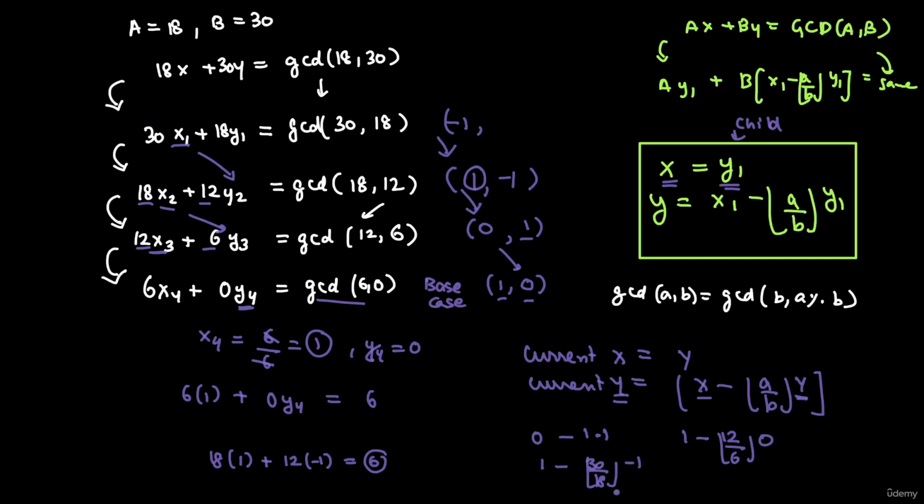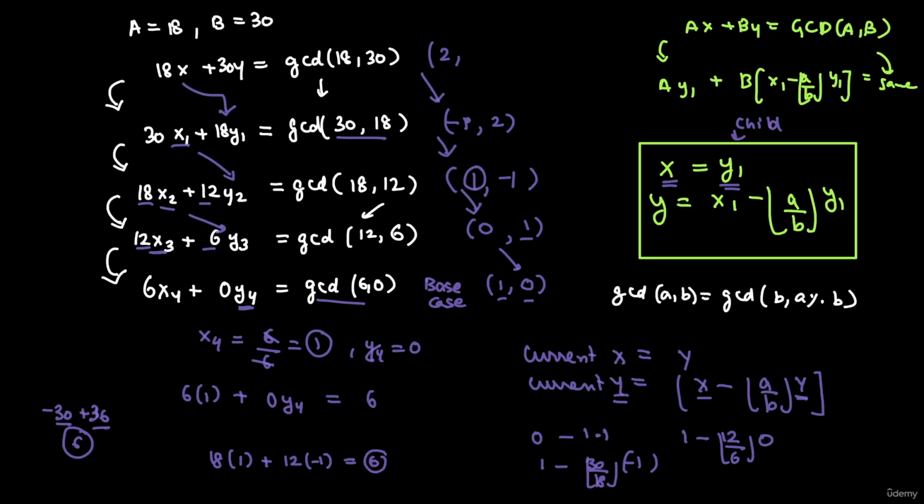Okay, so it becomes 1 minus minus 1, that is 1 plus 1, that is 2. So this value should be nothing but 2. Okay, you can verify. So it becomes minus 30 plus 18 into 2, that is 36. So 36 minus 30, that is 6, which is equal to GCD of 30 and 18. That's fine. And here you say, okay, this value is nothing but 2 because it is coming from here.